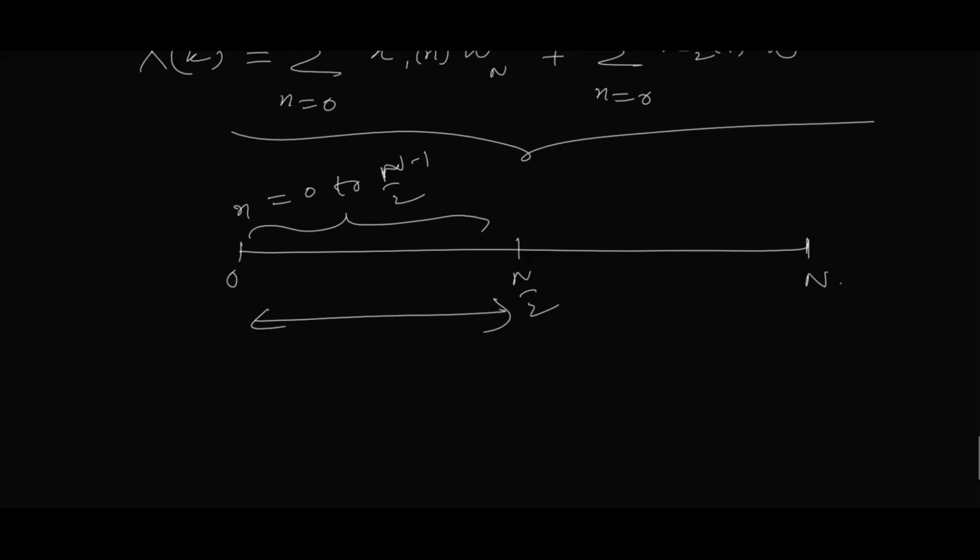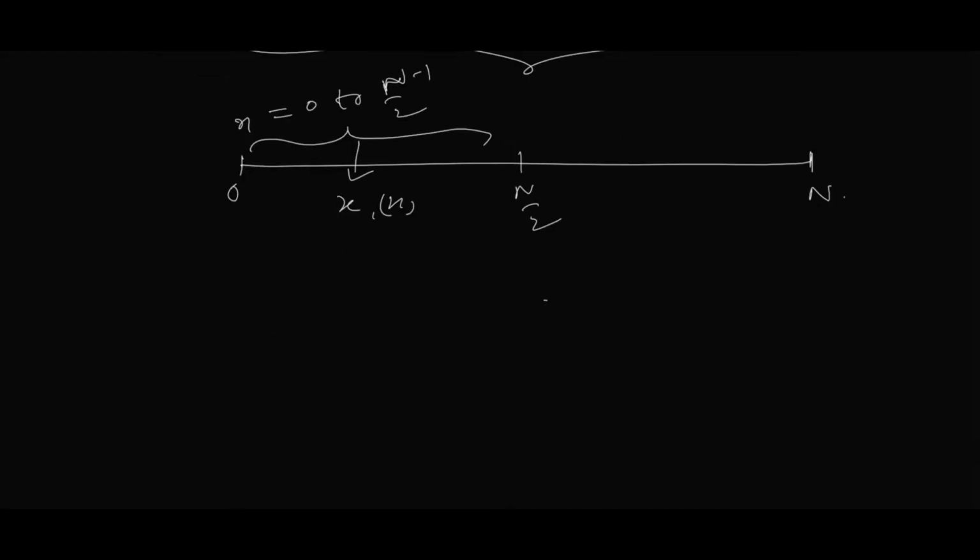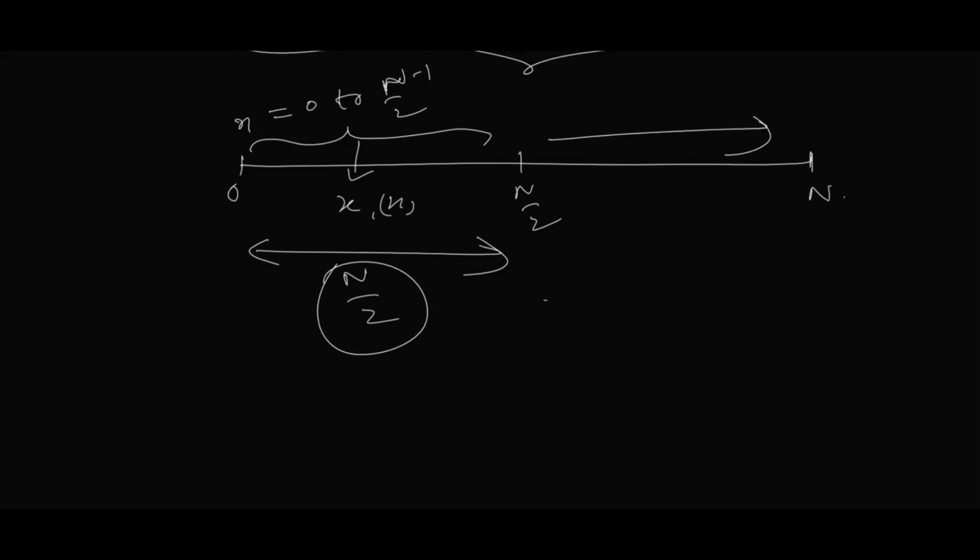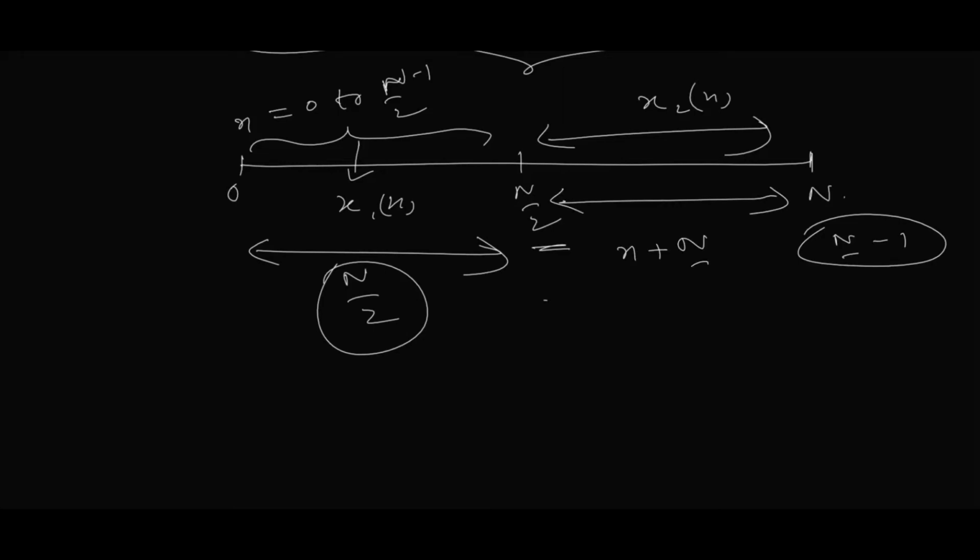This we have called x1[n], and this distance from here to here is N by 2. Likewise for the second sequence, which we have defined as x2[n], it starts from N by 2 and ranges up to N minus 1. So this distance will be N plus N by 2.